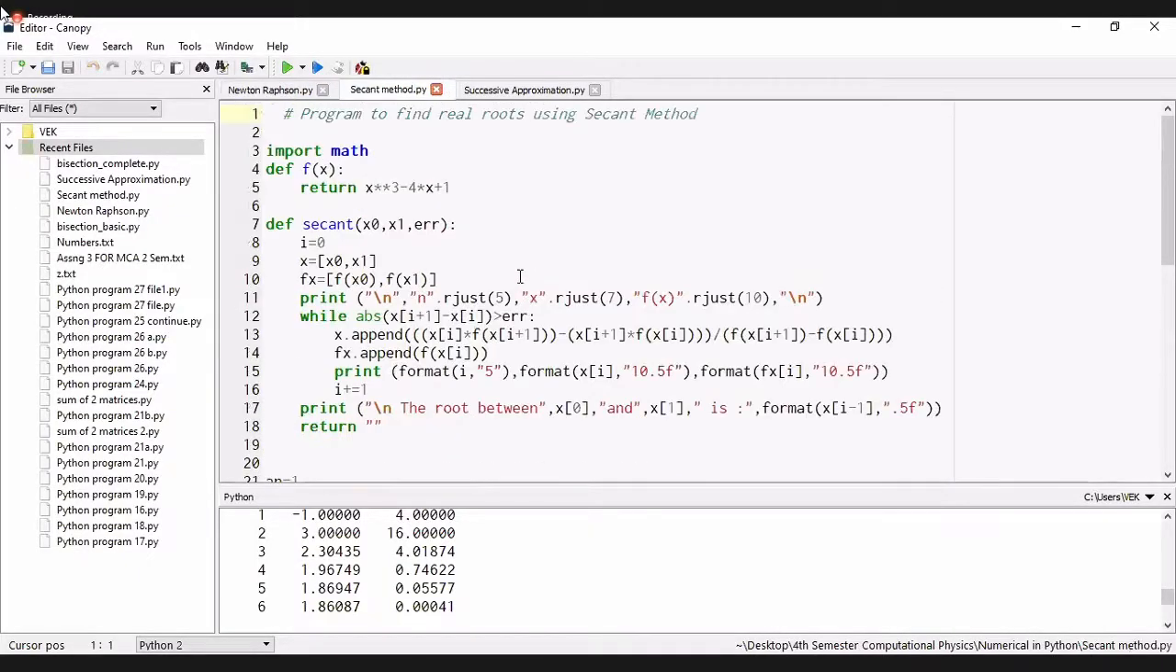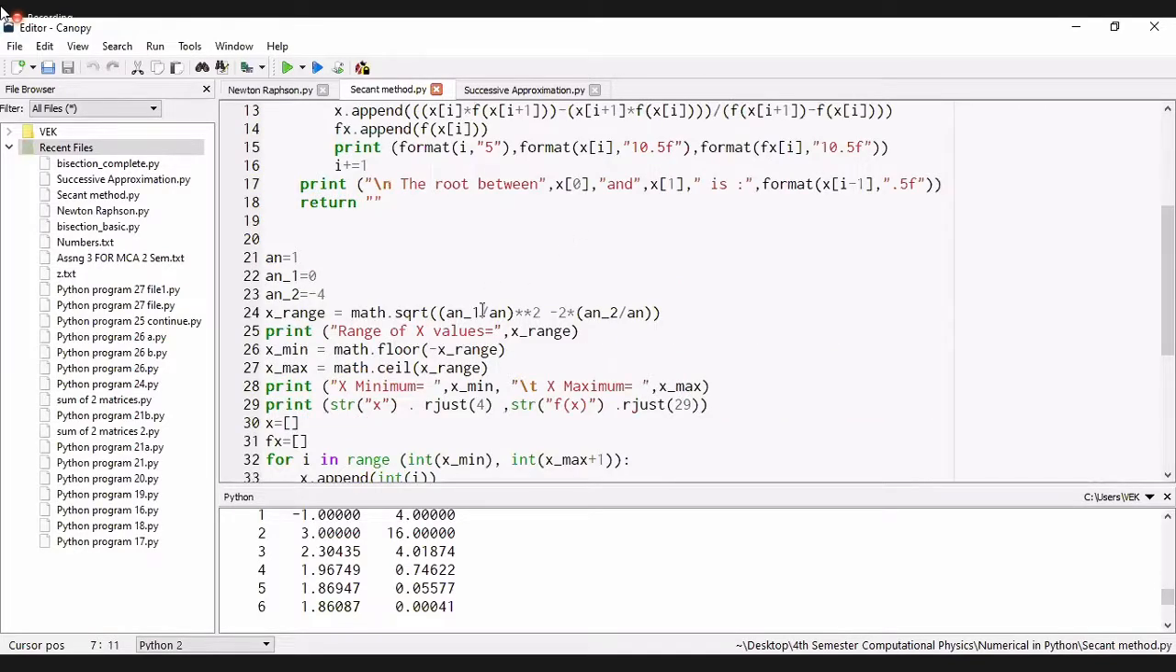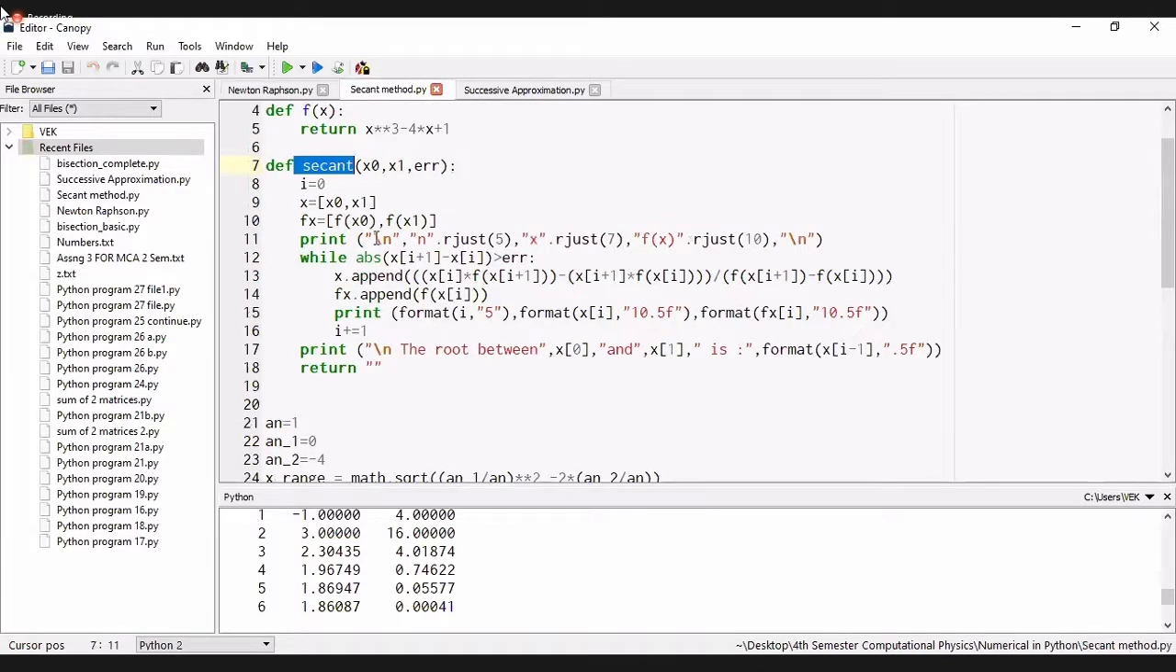Okay, you see here, this is our given function. Now I write a function here. So in this case, what happened? I need two starting points, x0 and x1 as before. So I assign it here. And for f of x0 also, I calculate it here.